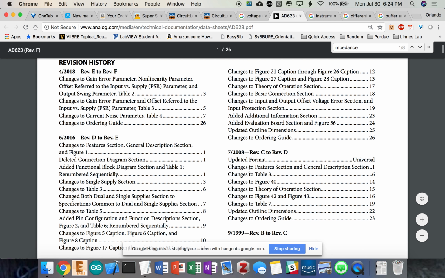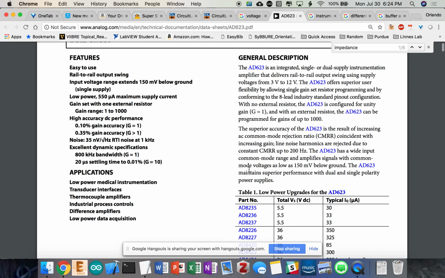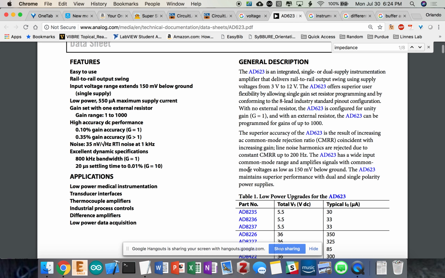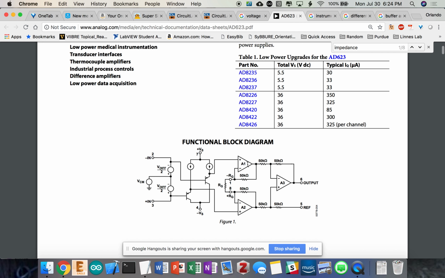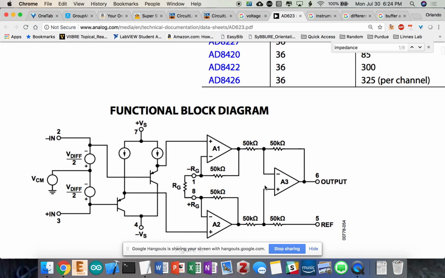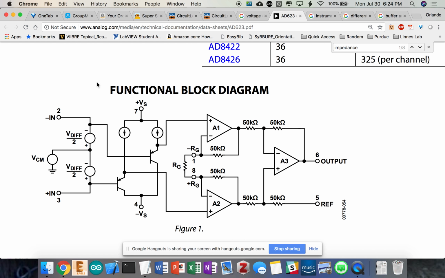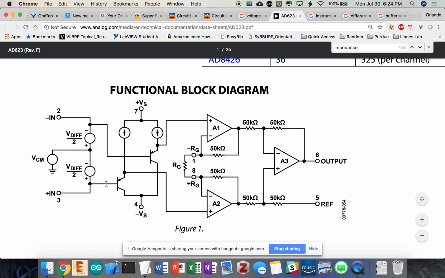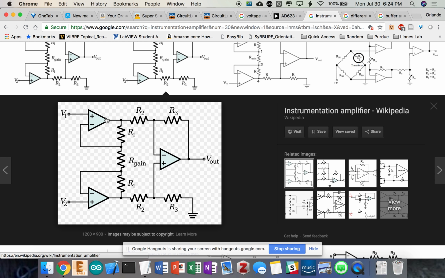And you can actually see that. So this is the 8623. This is the instrumentation amplifier you have, and you can see the equivalent circuit here. So you can sort of ignore that part. But if you focus in on this part here, can you see my cursor? Yeah. And then we go back to here. You can see that they're identical.